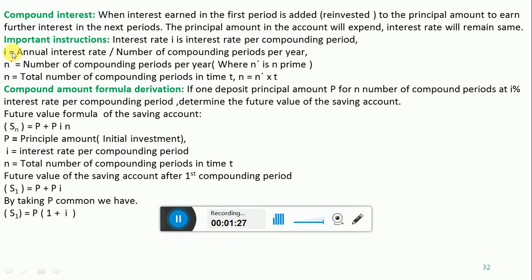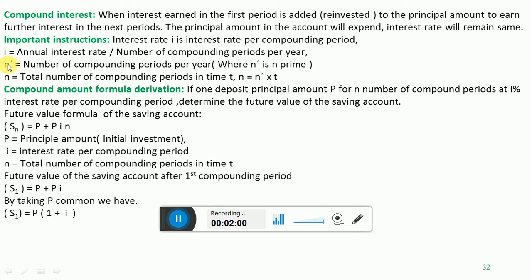As given here, I is equal to the annual interest rate, whole divided by the number of compounding periods per year. I am again repeating that I represents the interest rate per compounding period. How can one calculate I using this formulation? I is equal to the annual interest rate, whole divided by the number of compounding periods per year.